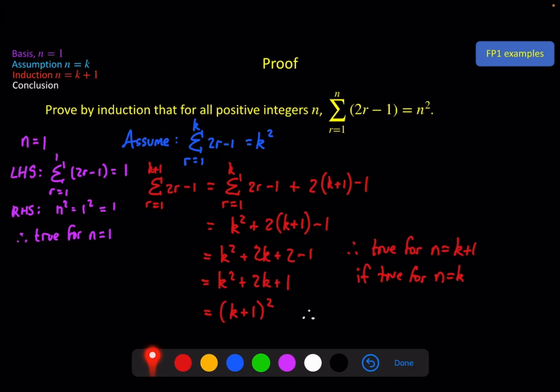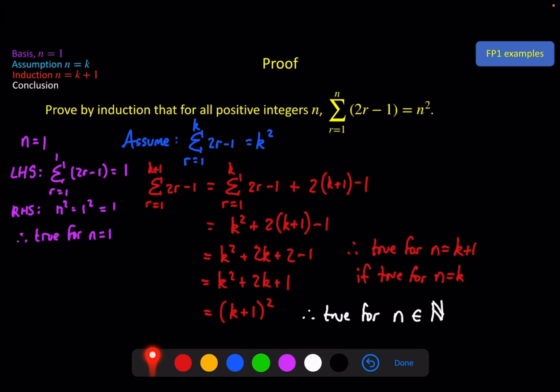Therefore, this one and this one together must mean that it is true for all n natural numbers, which is what we want, all positive integers. So that's it. We're going to do a few more examples following more or less the same idea, and then the next video will be slightly different because it will be slightly different sorts of things that we're proving.